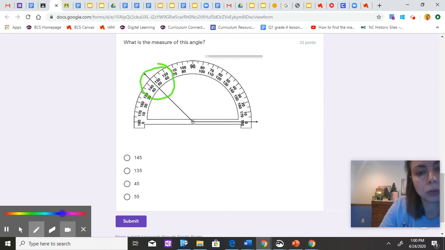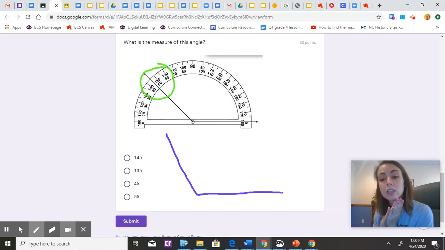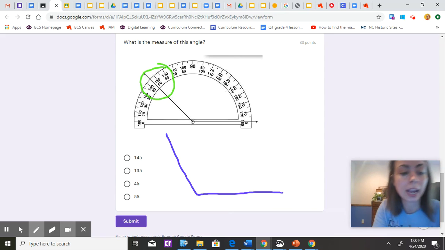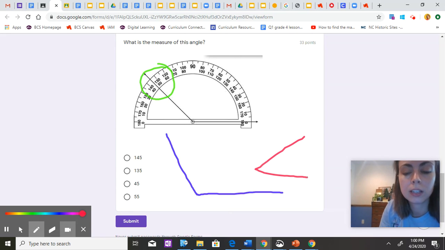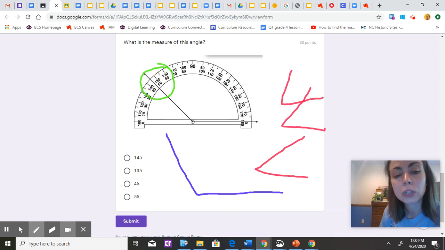Again, what does this angle look like? Is it wide open, obtuse, or is it little and cute? Because if it's obtuse, the number has to be greater than 90. If the answer is that it's an acute angle and it looks little, then it would be less than 90. So is it more than 90 or less than 90? Based off of that, you can choose if you think that the answer is going to be 45 or 135.